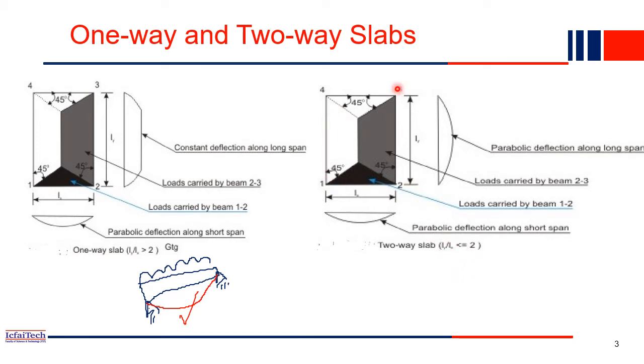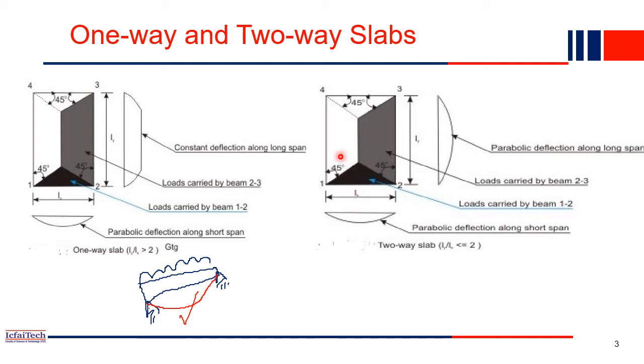Two-way slab means both the dimensions are actually similar. Whatever Lx and Ly may be, they are almost similar, like a simple square you can consider. Whereas the other one is more of a rectangular slab. Both the dimensions in a two-way slab are very much comparable, so as per the IS code the distribution is the same. A 45-degree angle you have to draw, similarly here also 45, here also 45. Now the load from this triangular portion will come into this beam, and the entire trapezoidal portion will come to here.